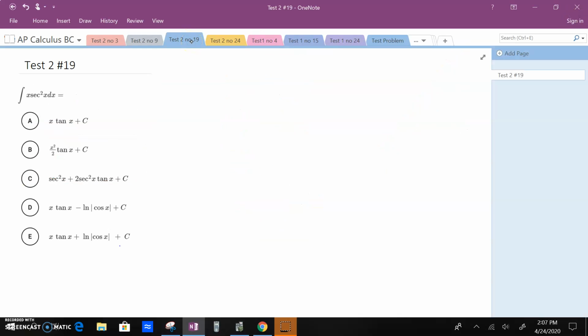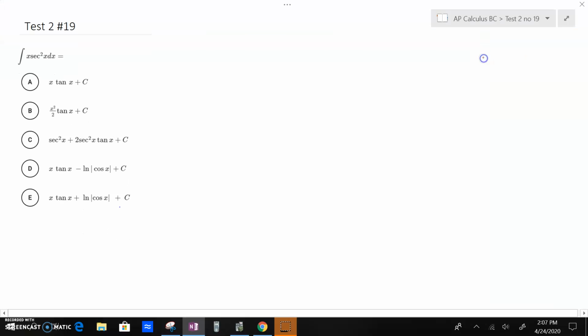Question number 19 is a UDV problem. So this is a BC integration problem. You can't do this integral without the UDV method. So u is equal to x. dv is, what would that be? Secant squared x dx. And then du is dx, and v would be tangent of x. So there's my set of information I'm going to use.